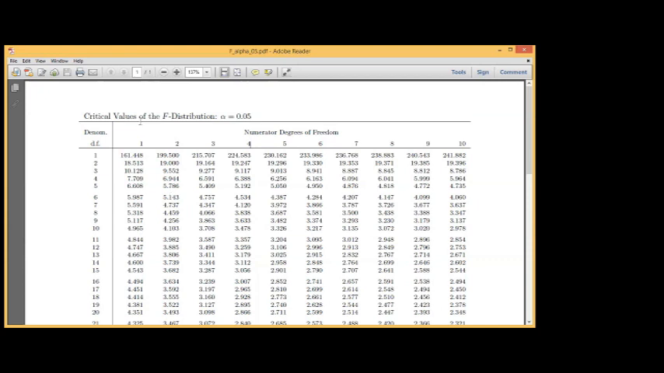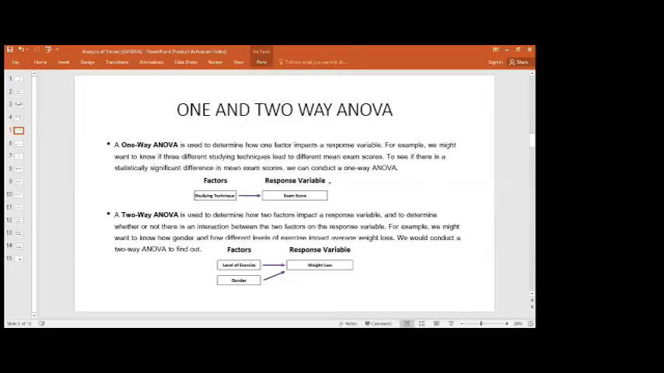So, one-way and two-way ANOVA. A one-way ANOVA is used to determine how one factor, and here we will discuss only one factor, impacts our response variable. For example, we might want to know if 3 different studying techniques lead to different mean exam scores. To see if there is a statistically significant difference in mean exam scores, we can conduct a one-way ANOVA. Here we have only one factor, and the response variable is exam scores.